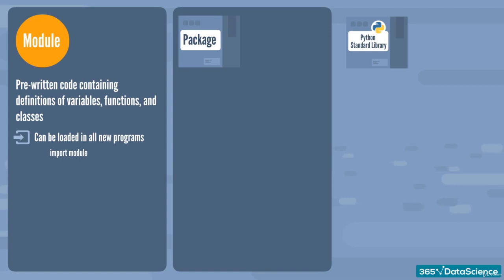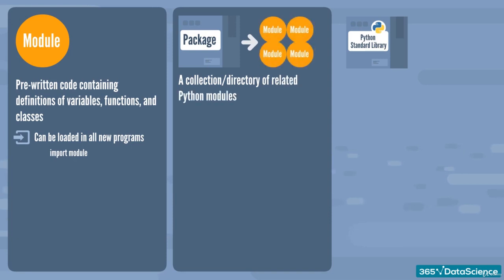A package is pre-written code on a larger scale. It is a collection, or directory, of related Python modules. Technically, you could create your own modules and packages, but this usually requires high-end programming skills and a lot of time. Luckily, things are much easier than that.